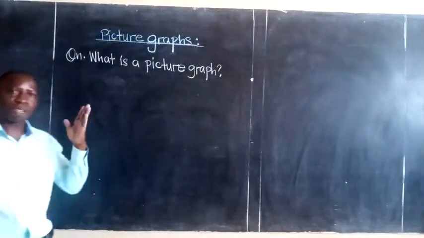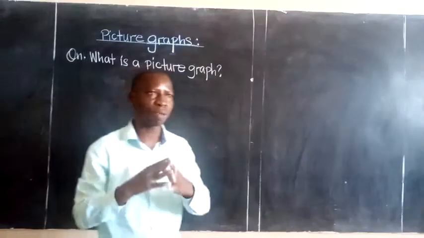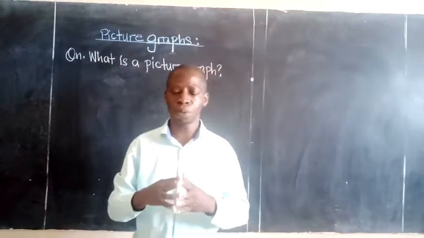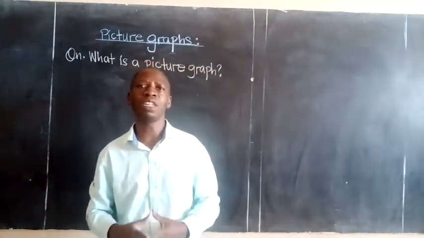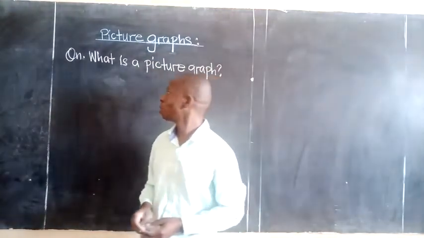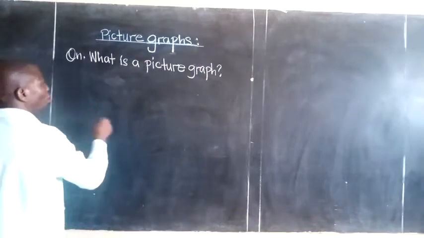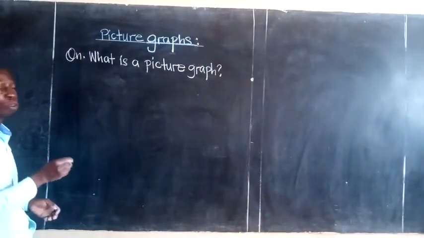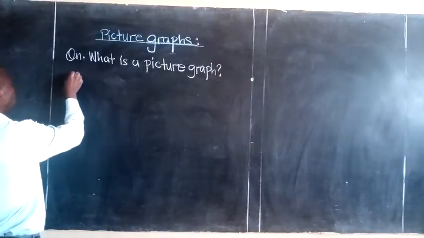What is a picture graph? We can define a picture graph as a graph that represents information in form of pictures. So it's a graph that represents information in form of pictures.